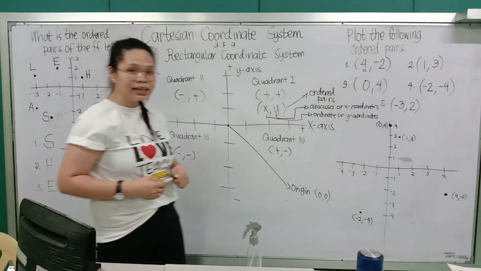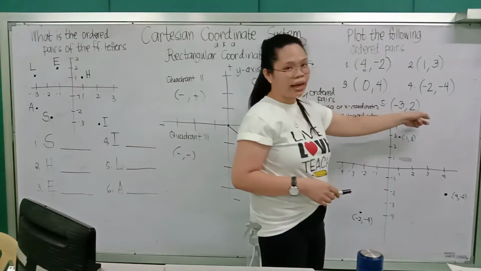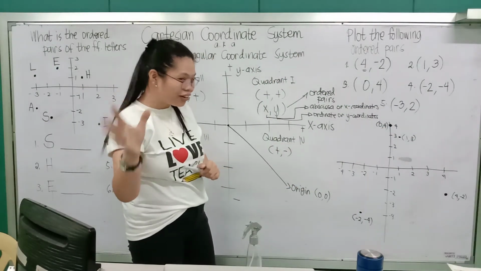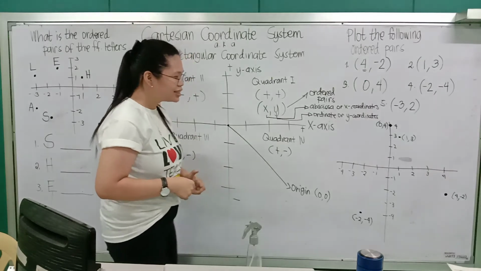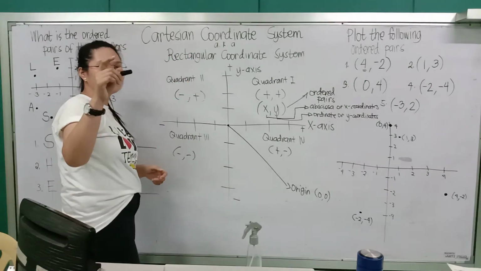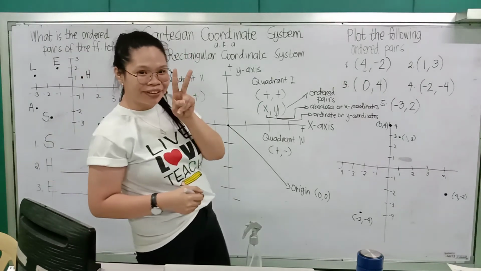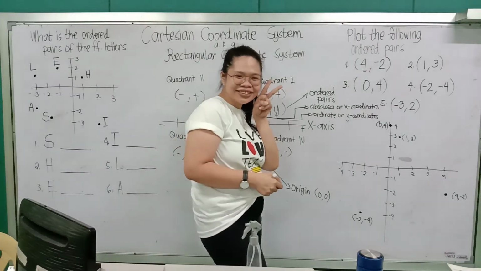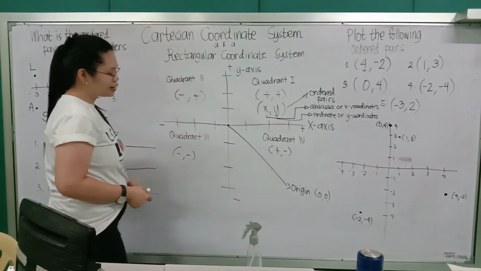Last but not the least, we have negative 3 and 2. Alright. So, anong quadrant? Anong quadrant siya? Negative and positive. That is quadrant number 2. So, that is quadrant number 2.